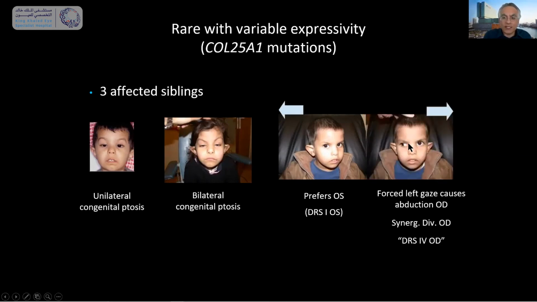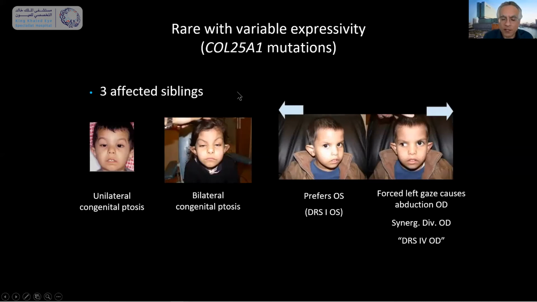And when he tries to look to the left, he can't look to the left because he has Duane syndrome type 1 in the left eye. The right eye abducts further because he has synergistic divergence in the right eye. And look at these 3 different phenotypes in these 3 siblings, all caused by biallelic mutation in COL25A1.